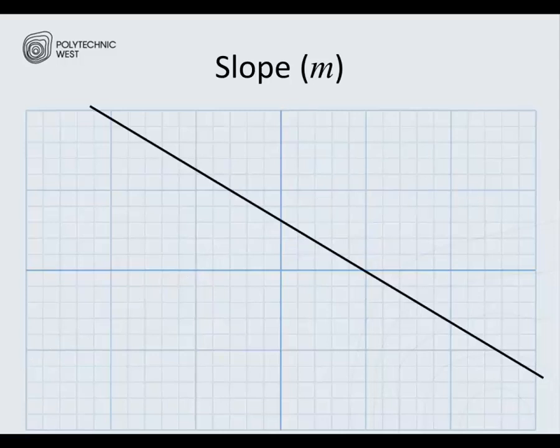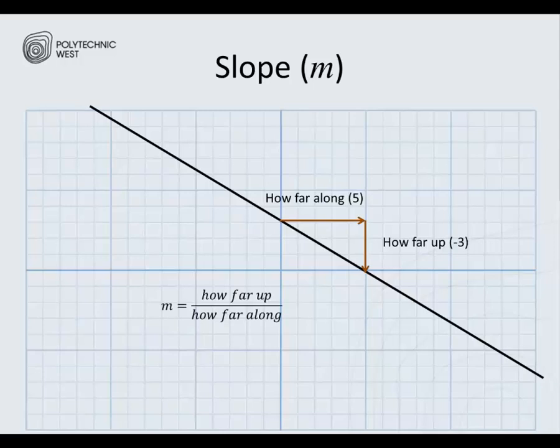There's another line that's got a slope. Same reasoning, the slope is the how far up, but this time instead of going up, it's actually going down. So the how far up is minus 3. The how far along is 5 again. So the slope m equals minus 3 over 5. When a line is going downwards like this, it's got a negative slope.